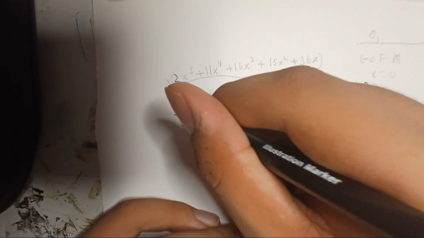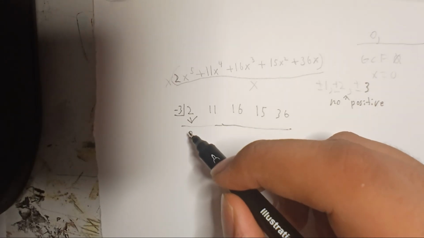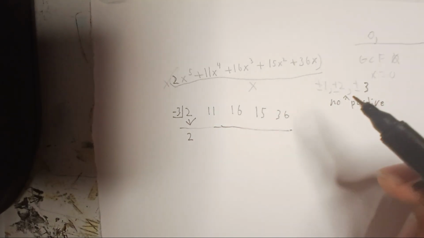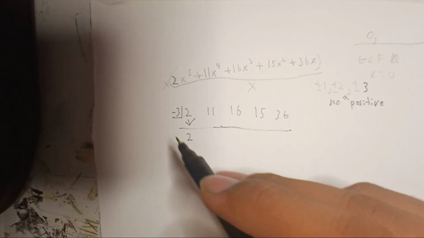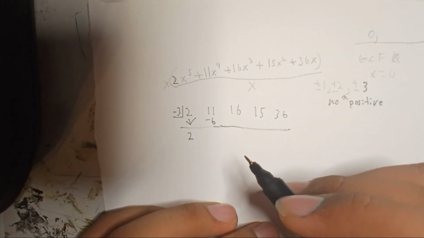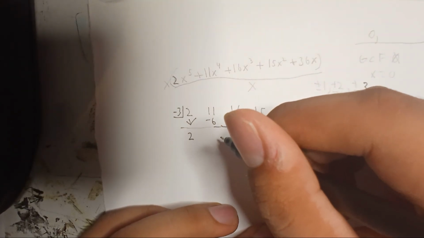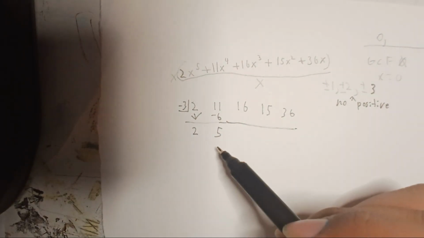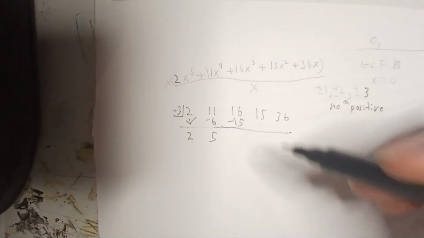Okay. So first thing you do is you bring down the 2. You bring down the first number in the order, and then you multiply that by the divisor, K. So 2 times -3 is -6. Then you add, which equals 5. Then you multiply this number by -3 to create -15. We're going to add that to there.